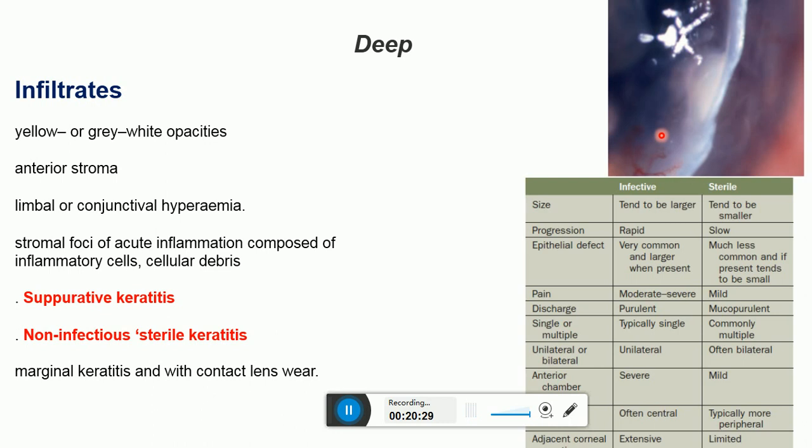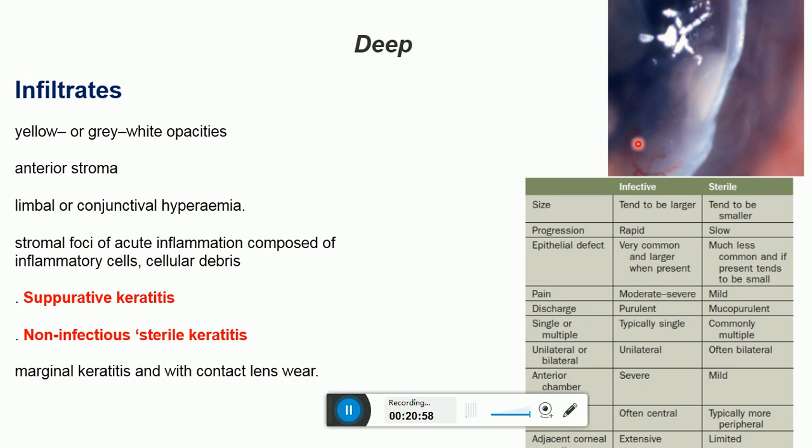Infiltrates. Infiltrates are yellow, gray, white opacities located initially in the anterior stroma. They are associated with limbal conjunctival hyperemia. These are stromal foci of acute inflammation. They contain inflammatory cells and extracellular debris, including necrosis. The key is the distinction between sterile and infective lesions.